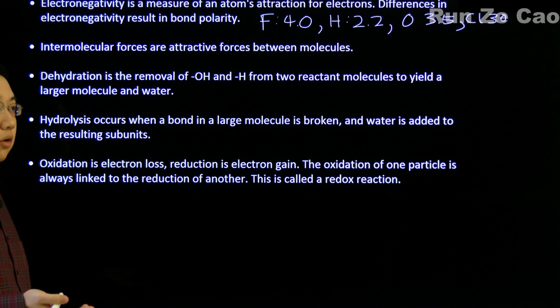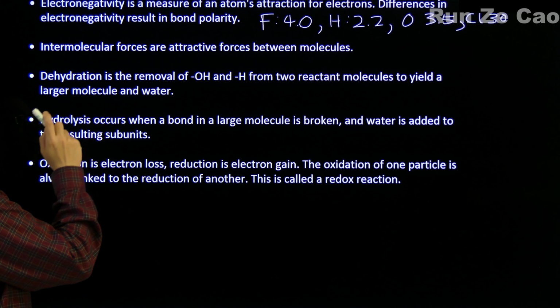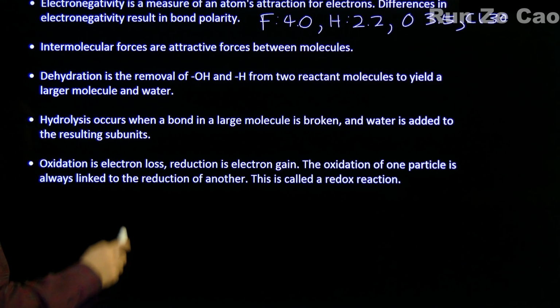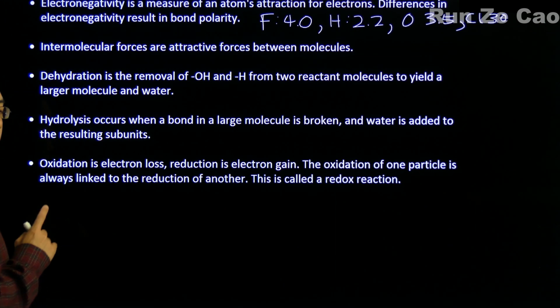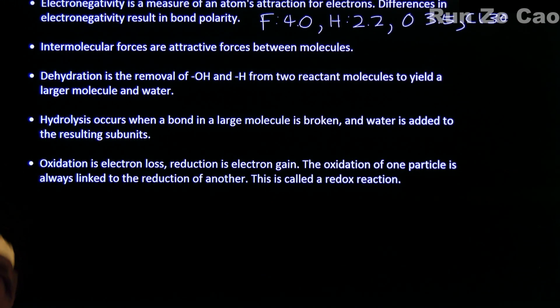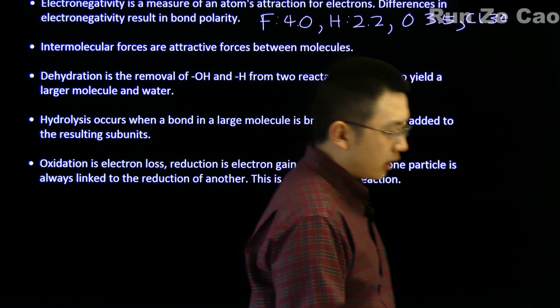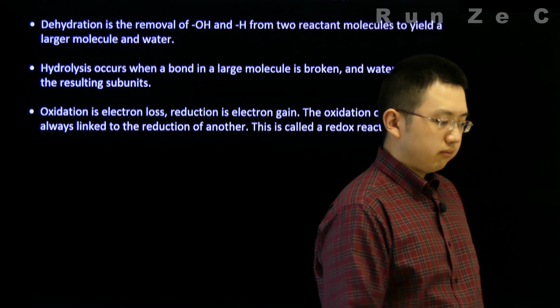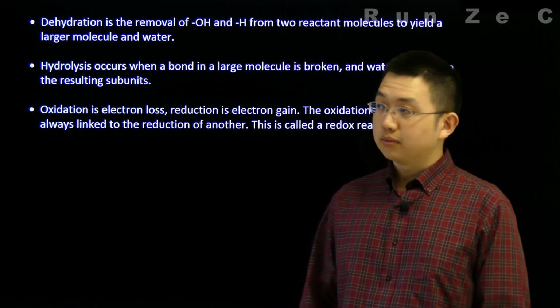Where does that happen? Well, in peptide bonding, we have amino acids reacting to form peptide bonds, which are amide bonds. Now that's also dehydration, but it's not an ester or an ether. So we form a single larger molecule and water. So hydrolysis occurs when a bond in a large molecule is broken and water is added to the resulting subunits. So water is added to break the bond, more specifically.